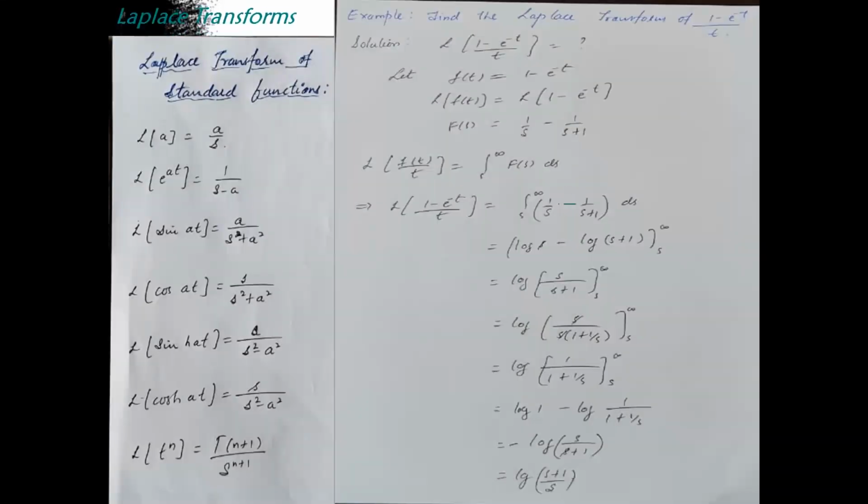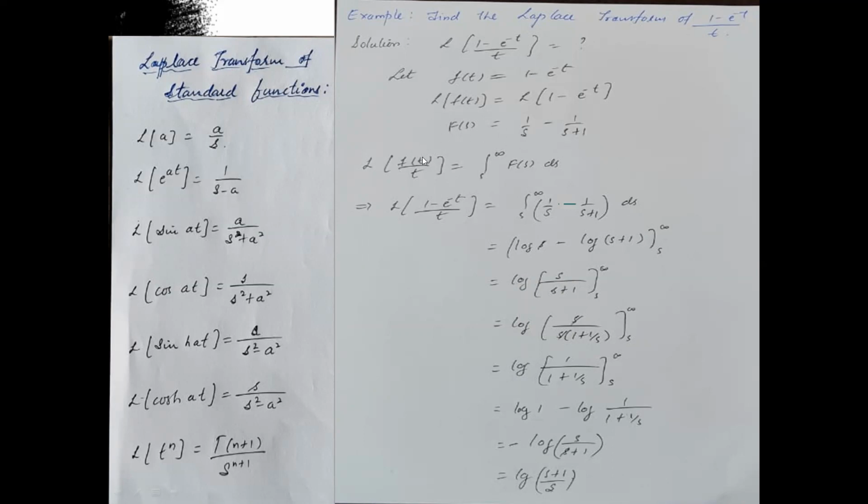Let us consider one more example. Find the Laplace transform of 1 minus e raised to minus t whole divided by t. So we need to find the Laplace transform of this function where we have a function divided by t. So let us write the function first. f of t is 1 minus e raised to minus t. Now we'll find the Laplace transform of this. Laplace transform of 1 is 1 by s. Laplace transform of e raised to minus t is 1 divided by s plus 1 because a is minus 1. We get s plus 1. Now we have got our f of s.